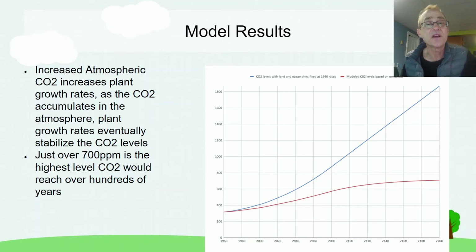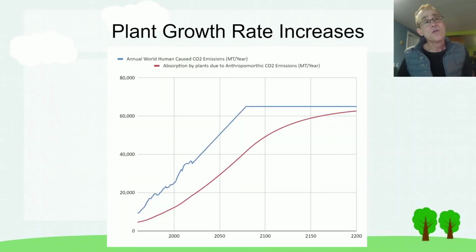Increased atmospheric carbon dioxide increases plant growth rates. As the carbon dioxide levels increase in the atmosphere, plant growth rates increase and eventually stabilize the carbon dioxide emissions. From the data that made the previous slide, I calculated annual plant growth rates, or carbon dioxide absorption rates caused by human emissions. When we increase carbon dioxide emissions, the atmospheric levels increase.